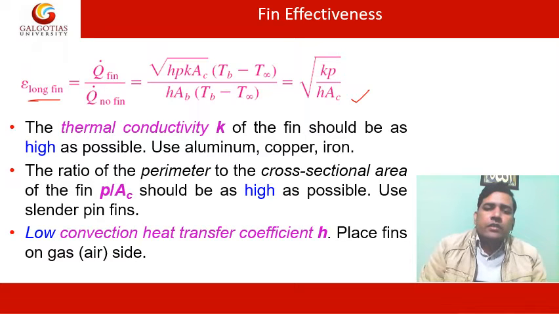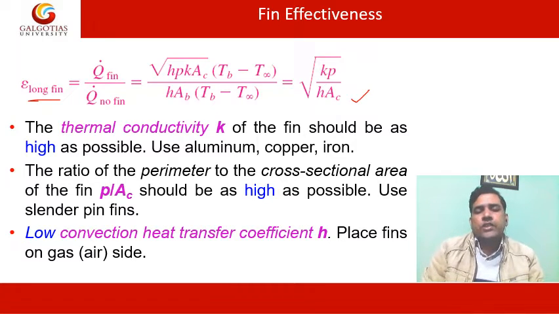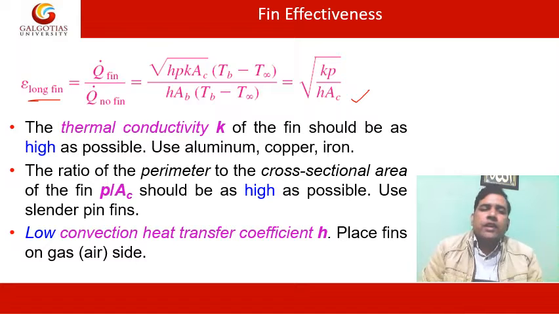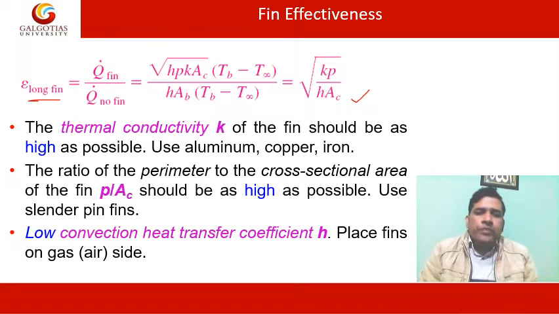The thermal conductivity k of the fin should be as high as possible in order to make our fin more effective, because thermal conductivity is associated with conduction. So higher thermal conductivity will offer a higher rate of heat transfer from one part of the fin to the other part of the fin. For example, fin effectiveness is high for aluminium, copper, or iron, because the thermal conductivity of these materials is also very high.